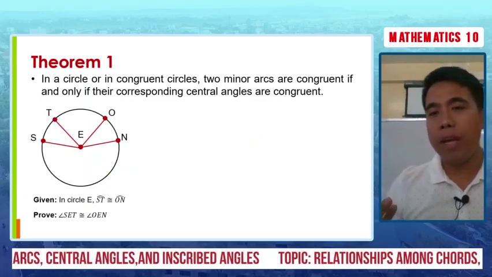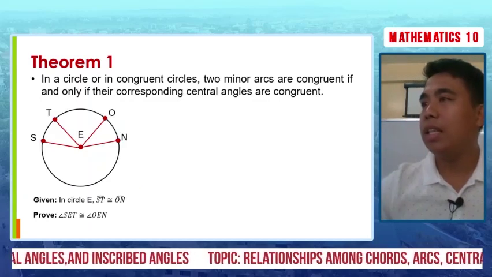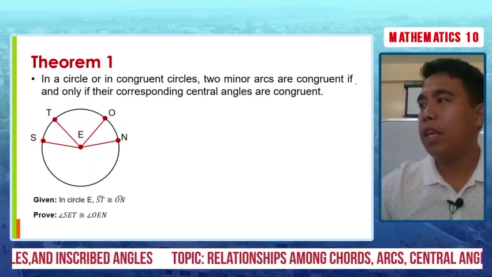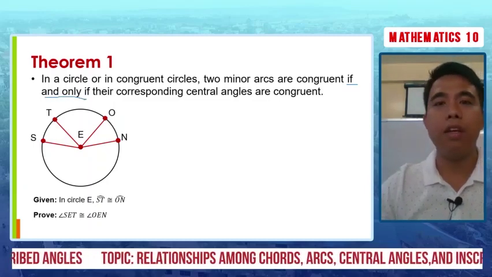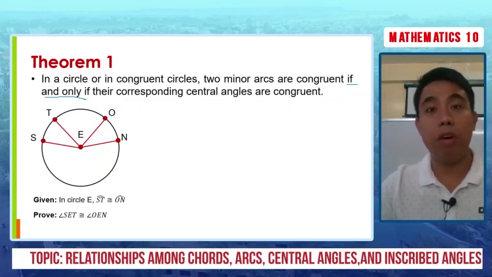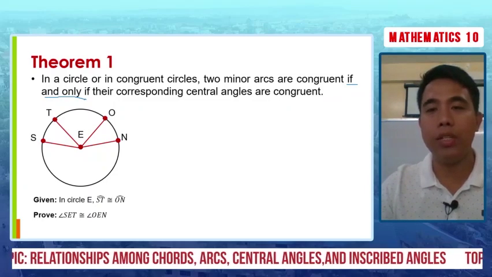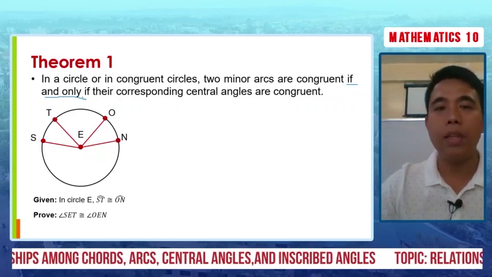So to prove a biconditional statement, this is biconditional since it says "if and only if." It is a biconditional statement. We must prove the statement in both directions. So in other words, we have to prove two statements. Let's start with the first one.